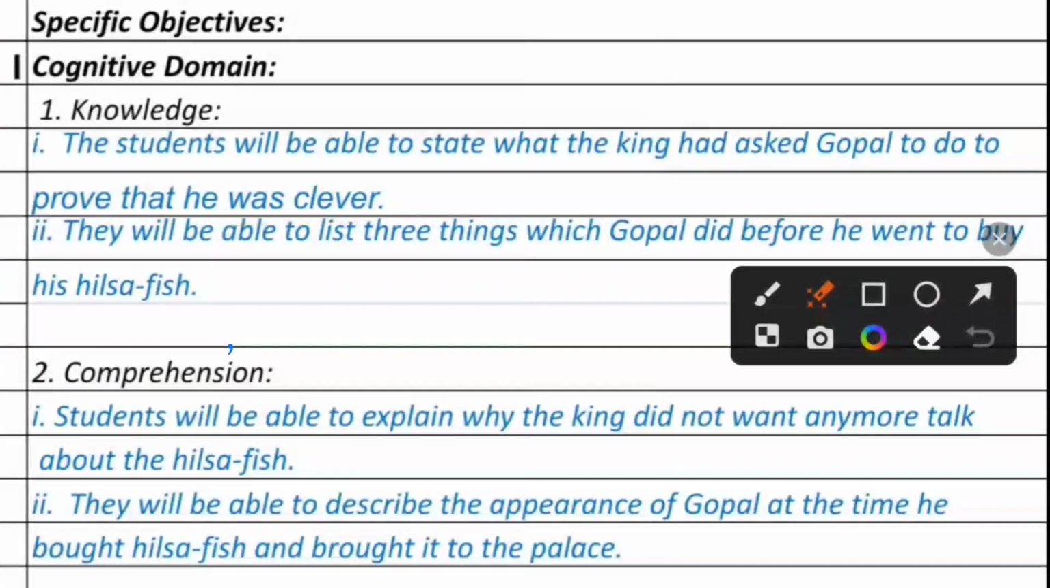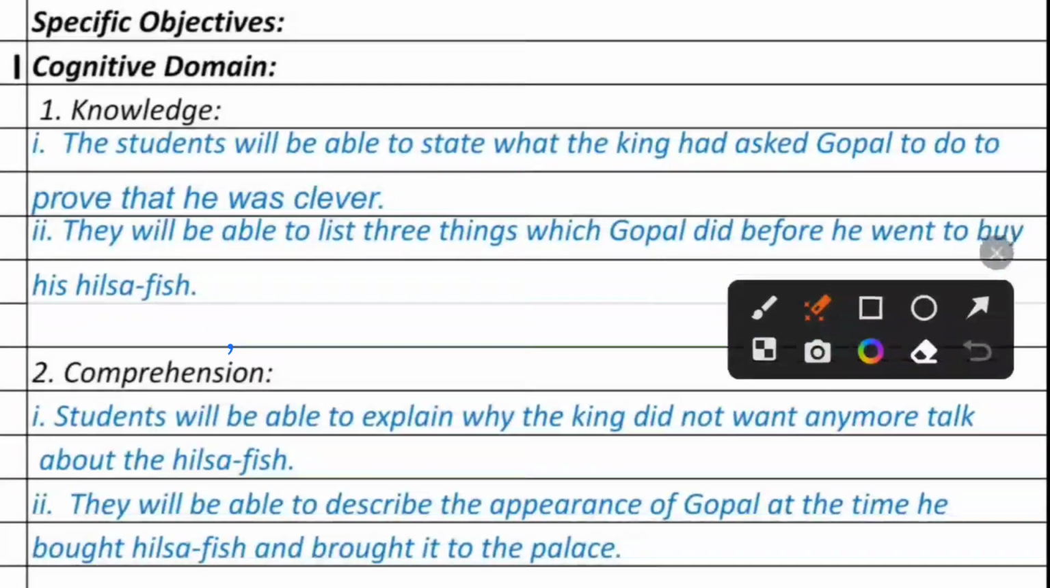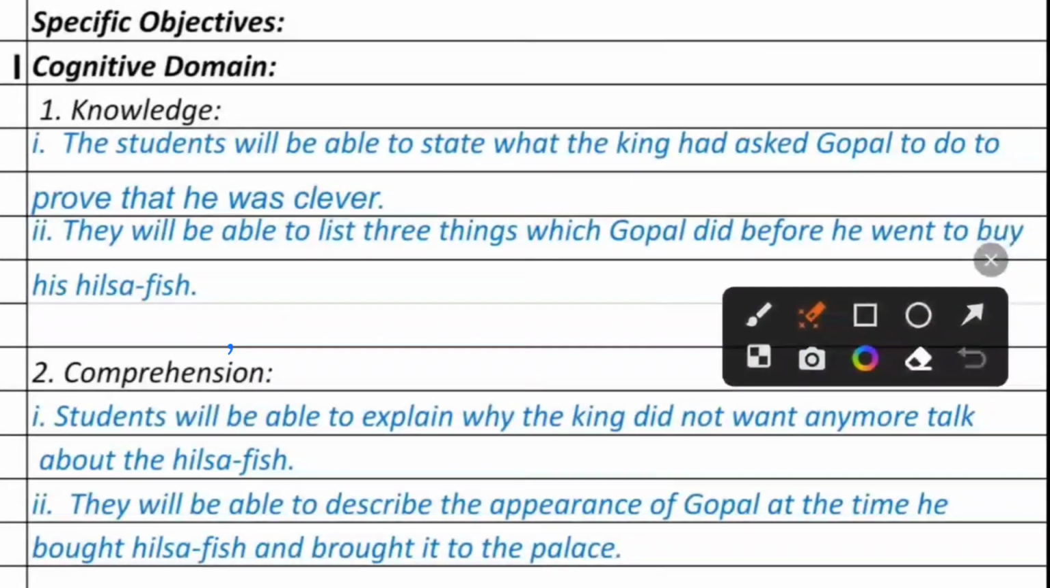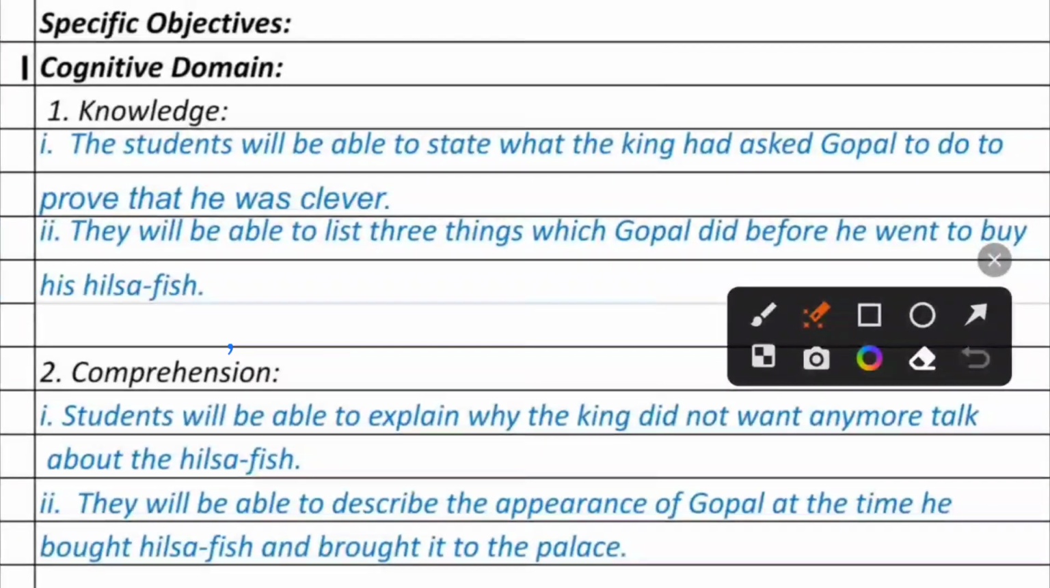The second objective will be they will be able to list 3 things which Gopal did before he went to buy Hilsa fish. For comprehension level, we'll write the students will be able to explain why the king did not want any more talk about the Hilsa fish, and the second objective will be they will be able to describe the appearance of Gopal at the time he bought Hilsa fish and brought it to the palace.